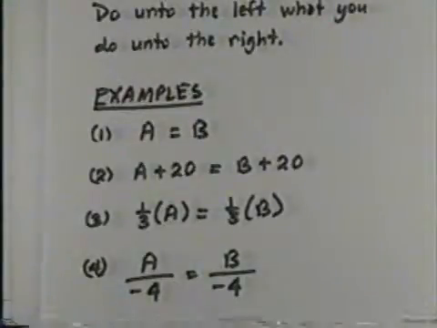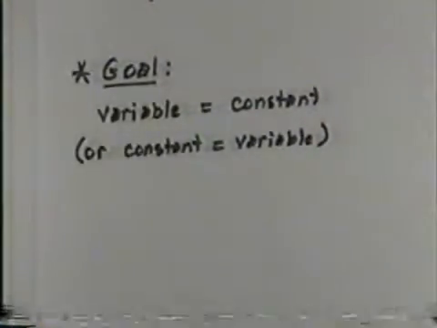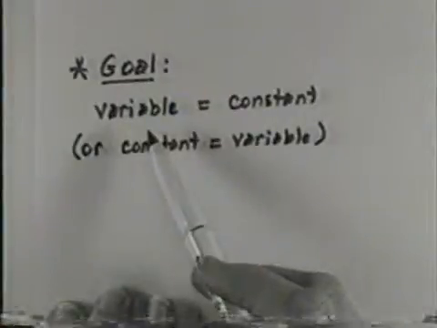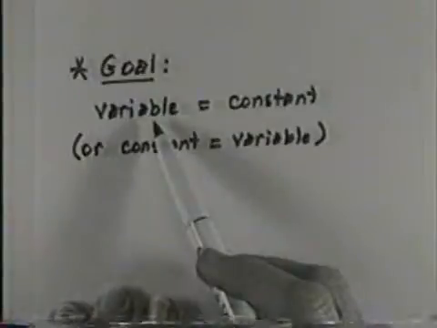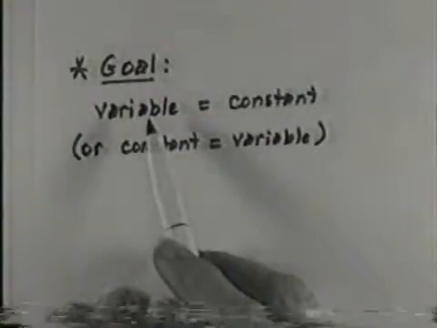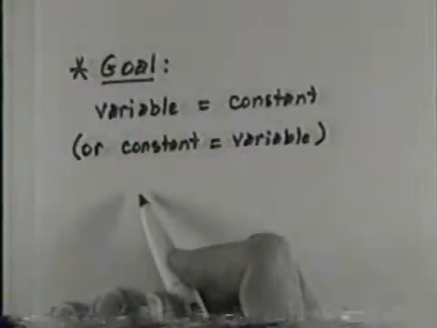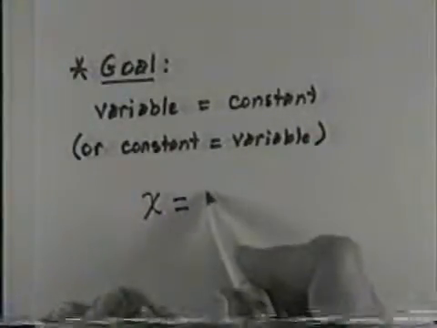Always, as we work with our equations, our goal is the same. The goal is to get the form variable equals constant, or the other way around, constant equals variable. We must get the variable alone on one side of the equation. We usually prefer the left side, but it's perfectly correct to put it on the right side. The variable must be alone, and then a constant on the other side. So, for example, we could have the variable, let's say, x equals a constant, maybe 20.